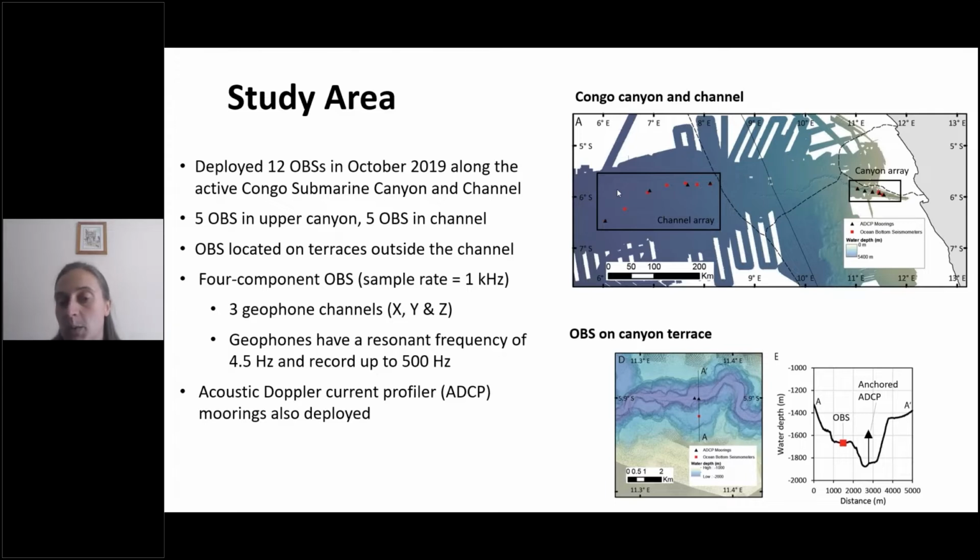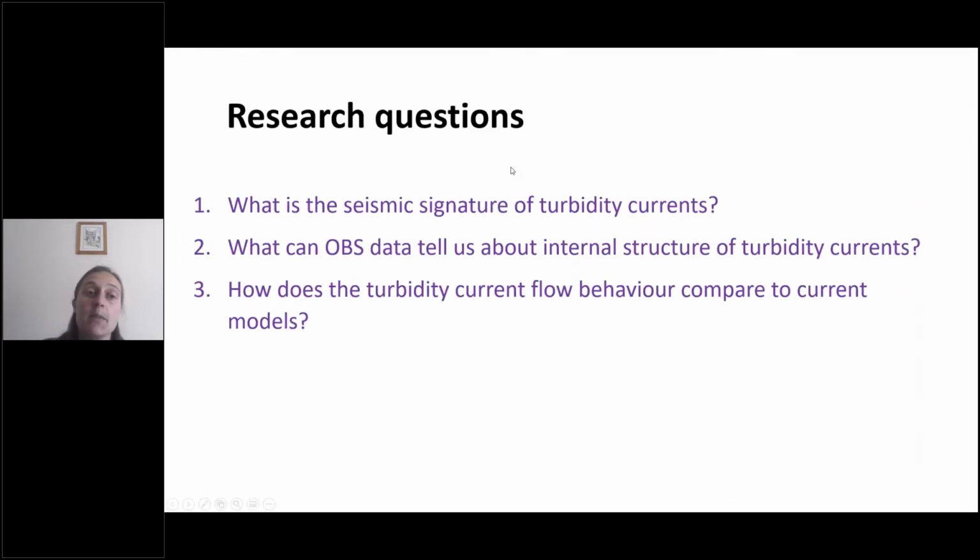And often where we deployed OBS instruments, we had an ADCP in the channel next to it, so we could compare the OBS data and the ADCP data. So we had 3 research questions that I'll try to answer in this presentation and that we had when we deployed these instruments. So the first question is, well, can we use OBSs to record turbidity currents?